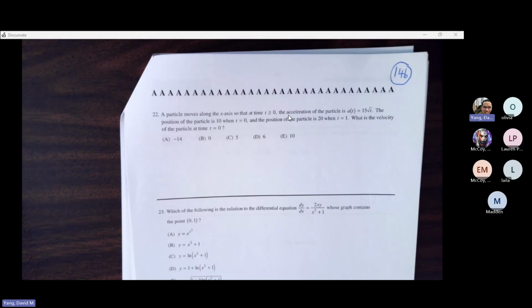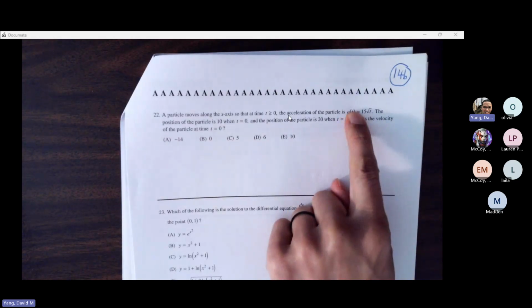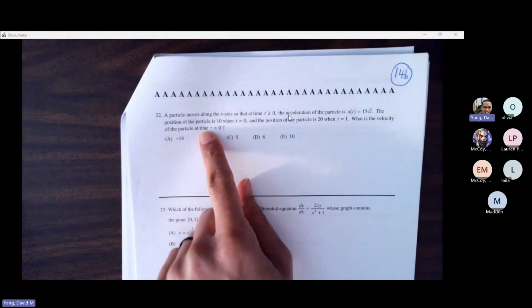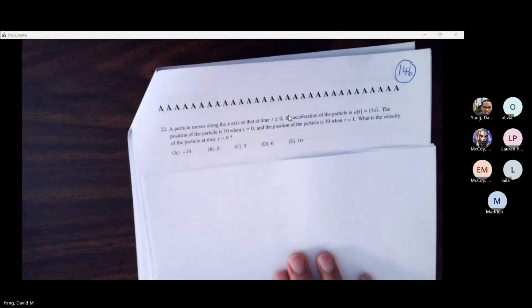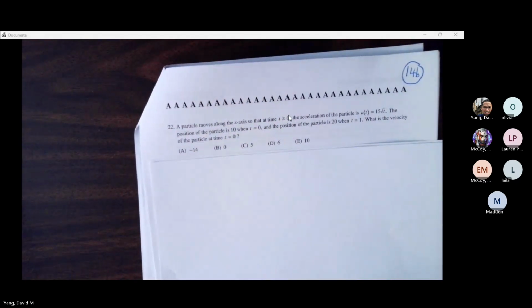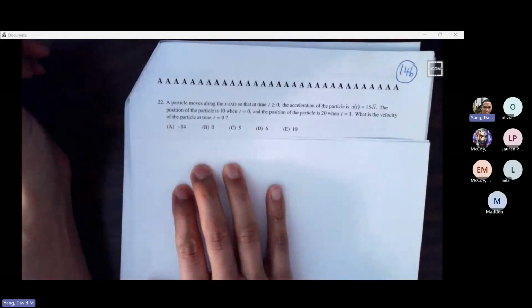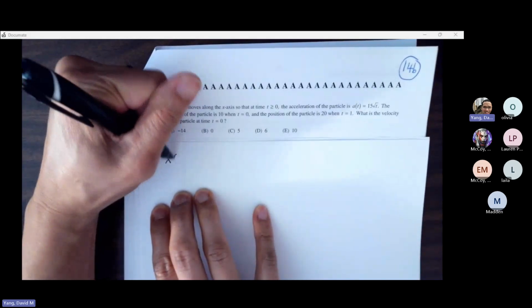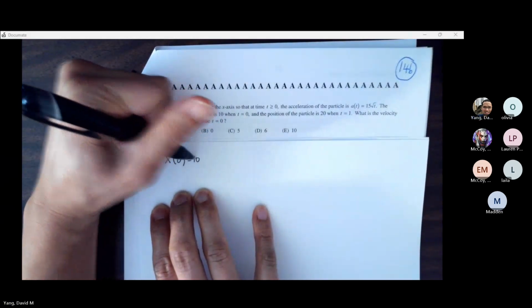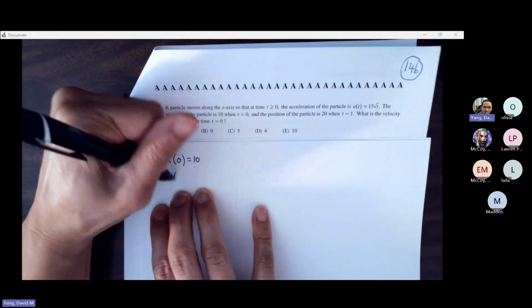So this is particle motion where we're given acceleration and we're trying to make our way up to the position function, and we're also asked about velocity. So let's gather some information here. All right, so what do we have here? We know the position is 10 when t equals 0. So there's an ordered pair we can create. x of 0 equals 10. We also know that x of 1 is equal to 20.